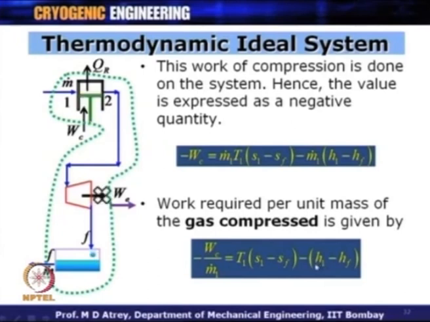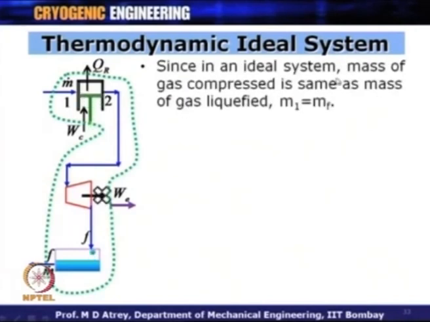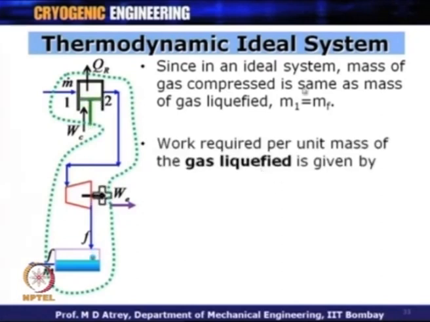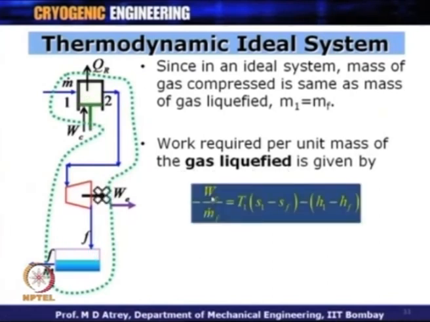Since in an ideal system the mass of gas compressed is the same as the mass of gas liquefied, we get m1 equal to mf, or m1 dot equal to mf dot. So, the work required per unit mass of gas that is liquefied is now WC by m dot f. I am just replacing m1 dot by mf dot. So, minus WC by mf dot is equal to T1 into S1 minus SF minus H1 minus HF.